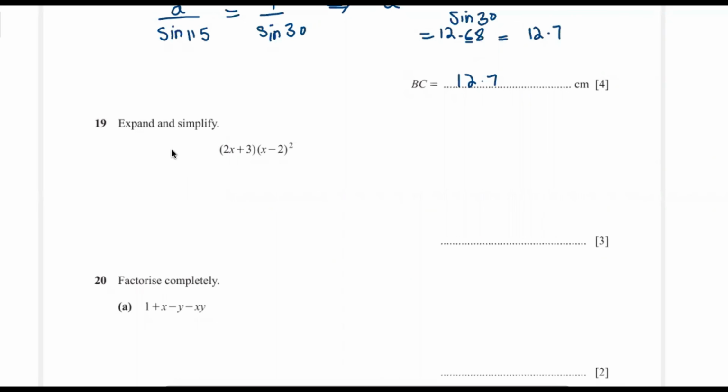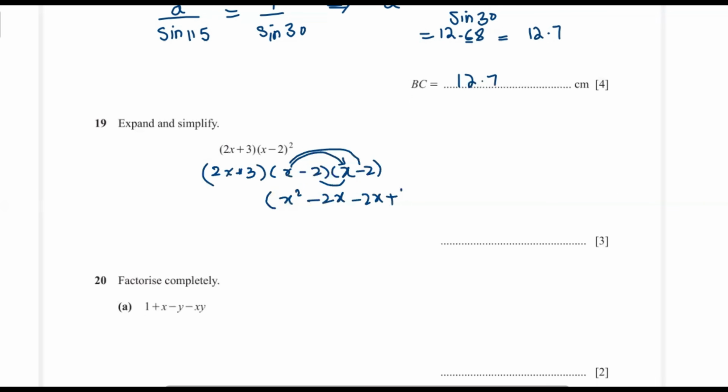Question number 19: expand and simplify. You see here, this is the expression 2x plus 3 into x minus 2 whole squared. Now we can write it as 2x plus 3 into x minus 2 into x minus 2. That value will be x square minus 2x minus 2x plus 4. We can write it as x square minus 4x plus 4, and this expression is written as it is: 2x plus 3 and 2x plus 3.